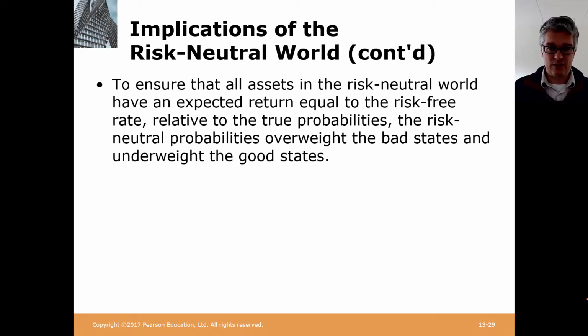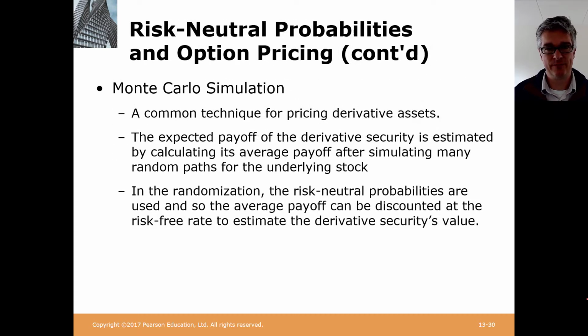So this is what I already said. The risk-neutral probabilities overweigh the bad states, they underweigh the good states. So actual probabilities of the good state are higher than the risk-neutral probabilities. Risk-neutral probabilities are purely there so that you can actually calculate the value of a certain asset and do not have anything to do with what the actual probabilities in the real world are.